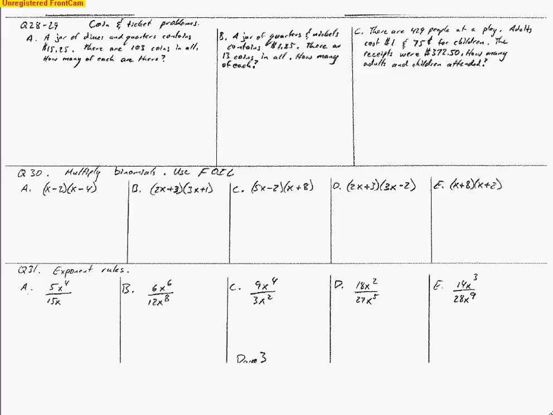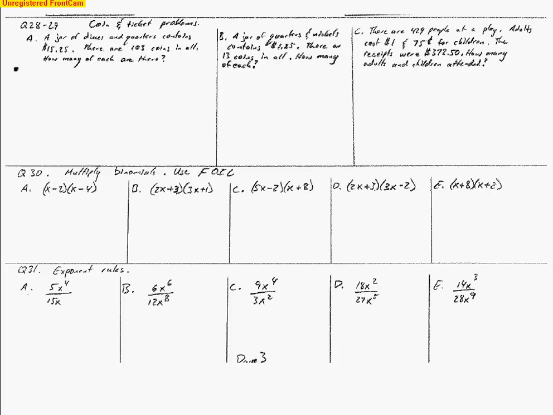Questions 28 and 29 are coin and ticket problems. Let's take a look at that first one here. It talks about a jar of dimes and quarters containing $15.25 worth of coins. And so when we have 103 coins in all, we're setting up a quantity and a value equation. So let's write that down.